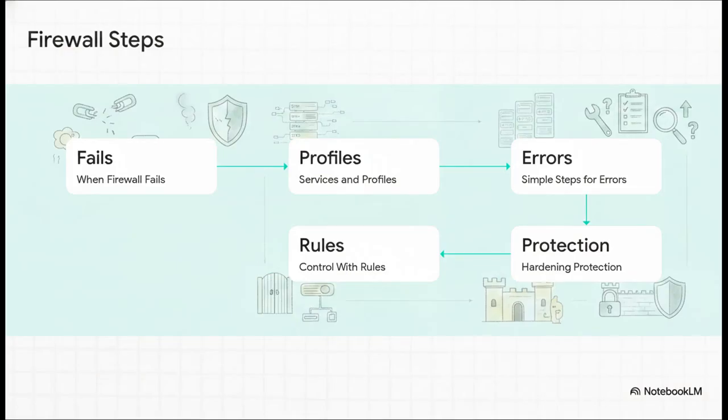And here is the crucial point. It's how the whiteboard style actually structures the information. Just look at these steps. The AI generated a super clear logical progression. 1. When firewall fails. 2. Services and profiles. 3. Simple steps for errors. 4. Hardening protection. And 5. Control with rules. By breaking all that heavy technical jargon down into these visible, sequential steps on a clean whiteboard background, the viewer doesn't have to juggle everything in their short-term memory by relying solely on the voiceover. The visual structure literally acts as a guide.